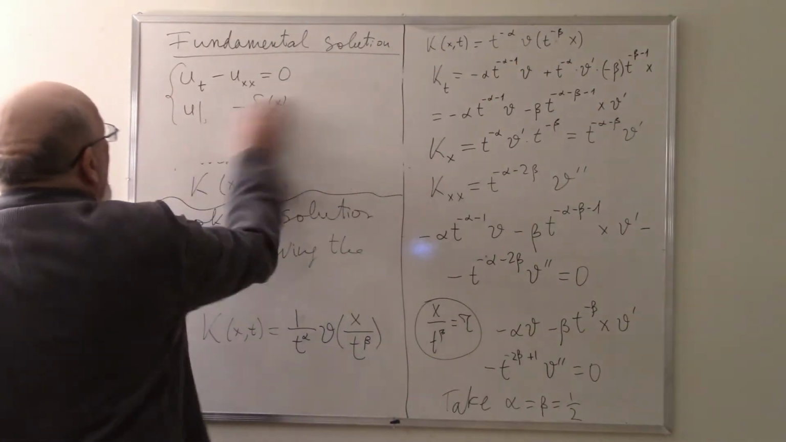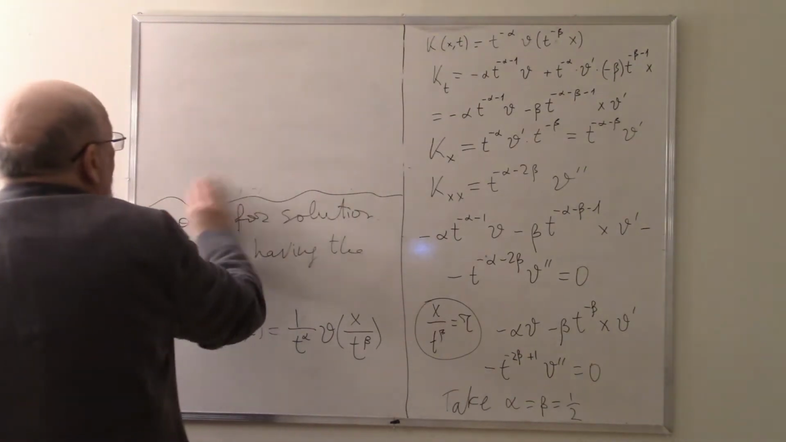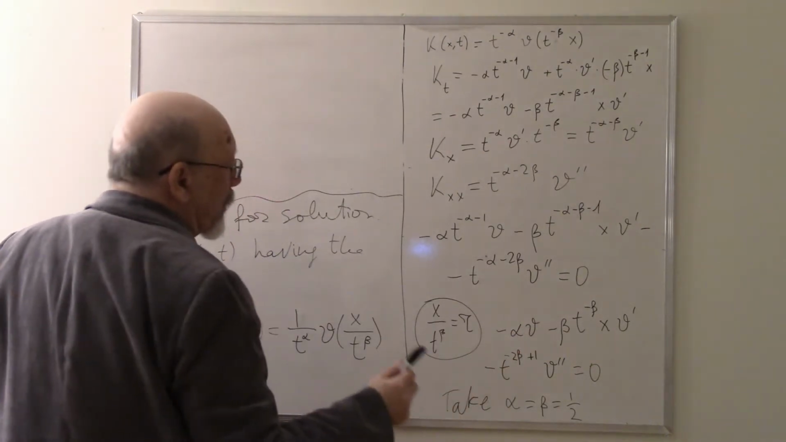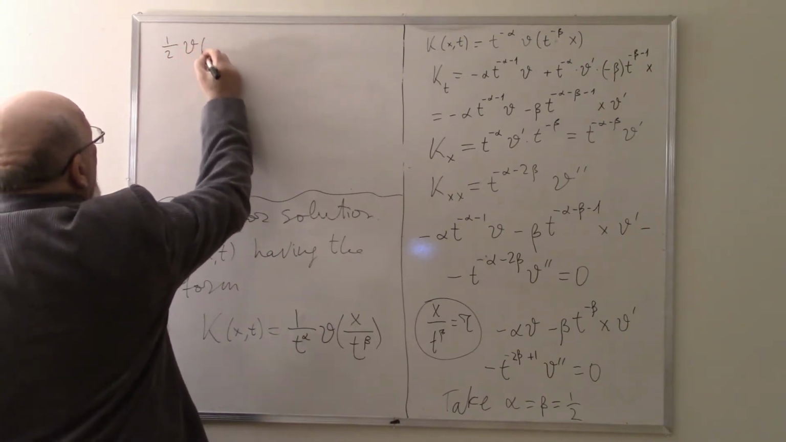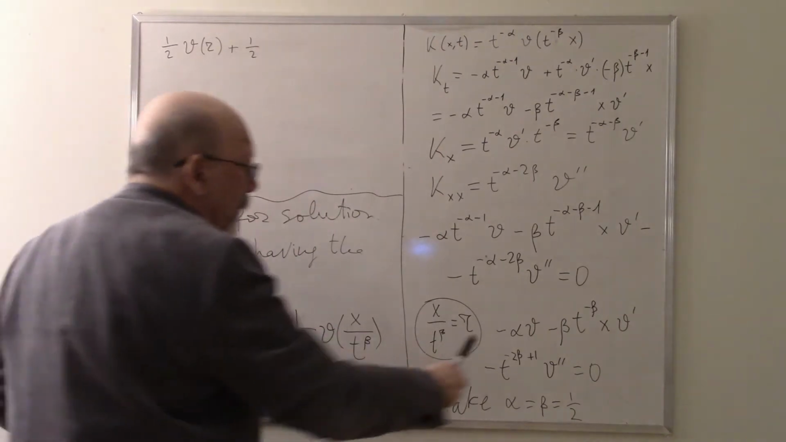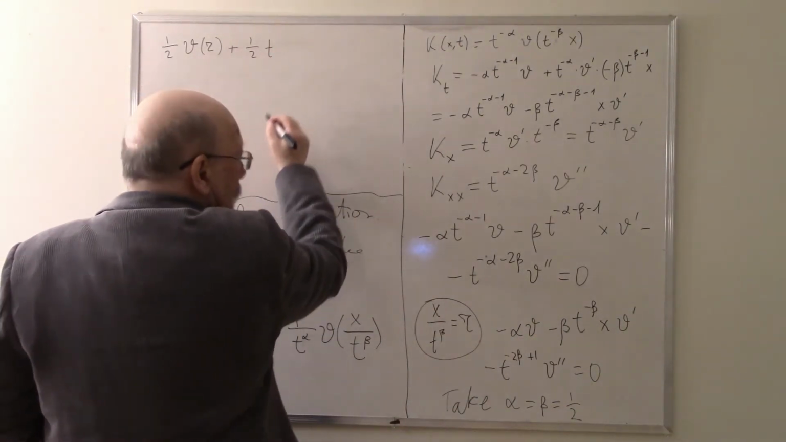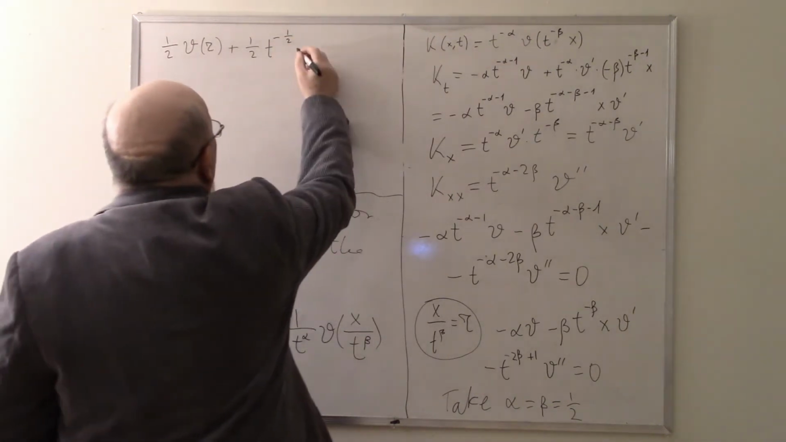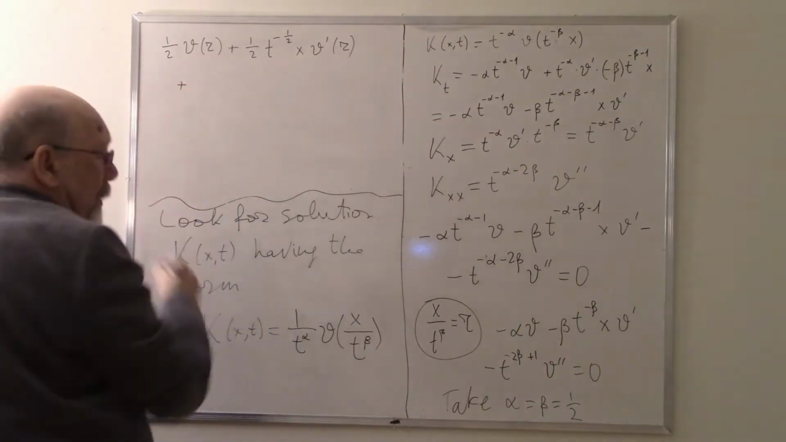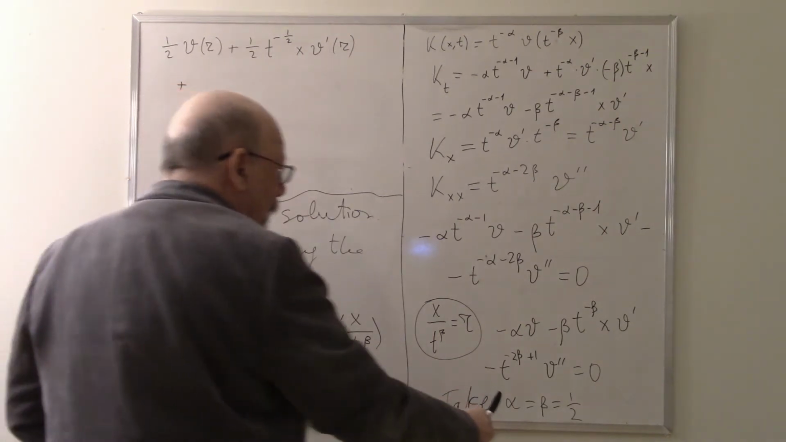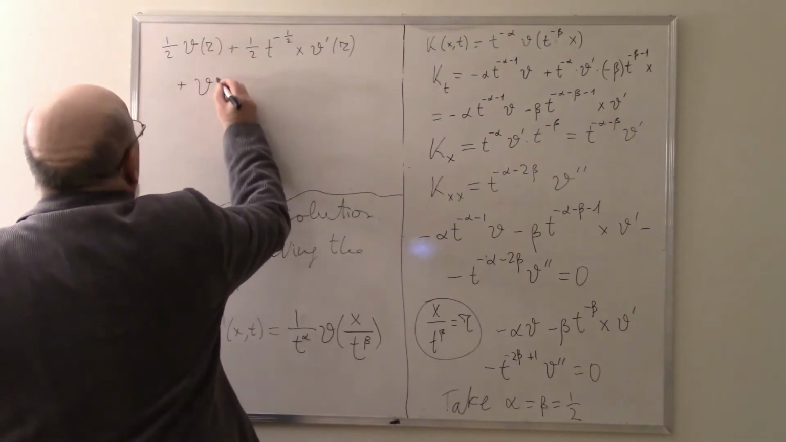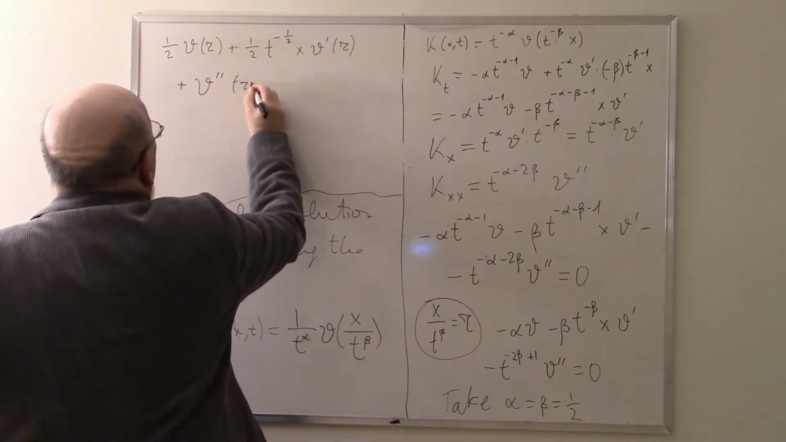So we have the following equation. Multiply by minus 1. 1/2 v of r is this, plus 1/2 t minus 1/2 x v prime of r plus t. So if alpha and beta equal 1/2, then this is 0 plus v double prime of r equals 0.